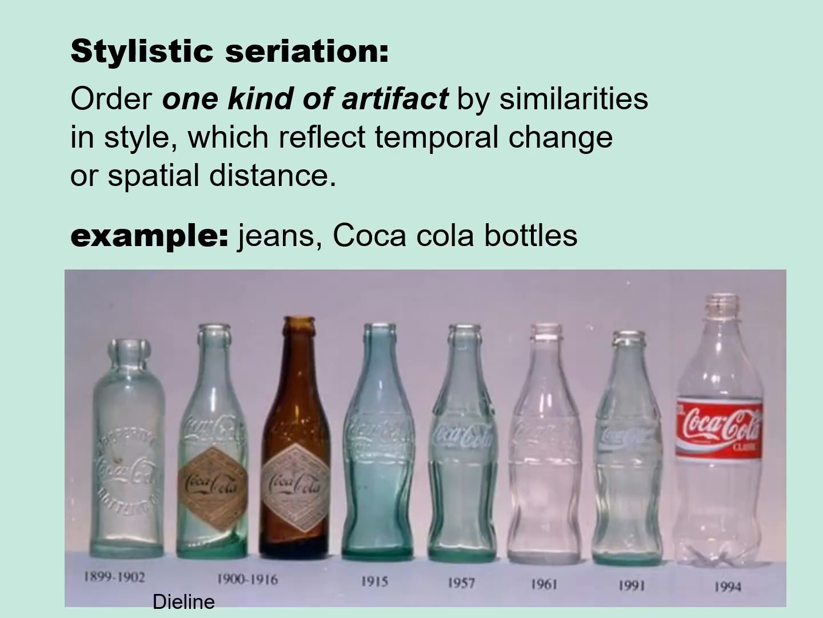One example of this would be to look at jeans through time, or, as illustrated here, Coca-Cola bottles. So you take one kind of artifact, in this case, a type of bottle, or you could do this with jeans. You could do this with hairstyles. I bet you look at historic photos and kind of guess, oh, that's the 1960s. That's the 1950s, based on people's hairstyles.